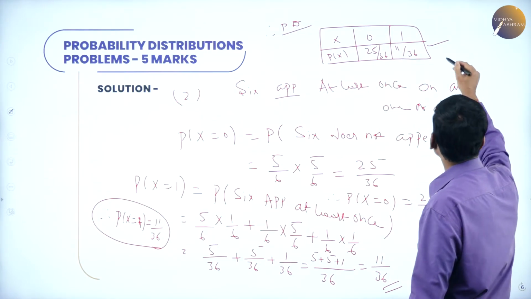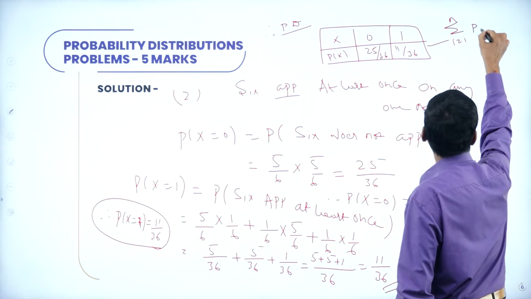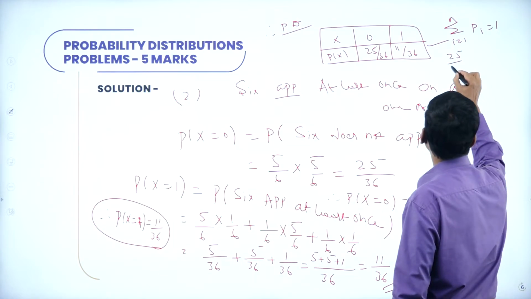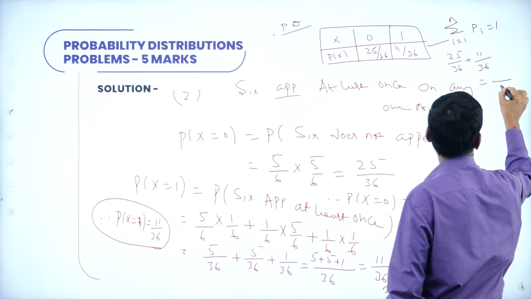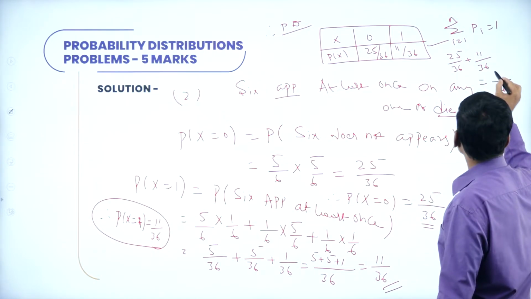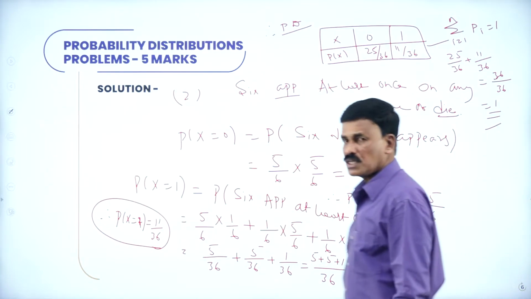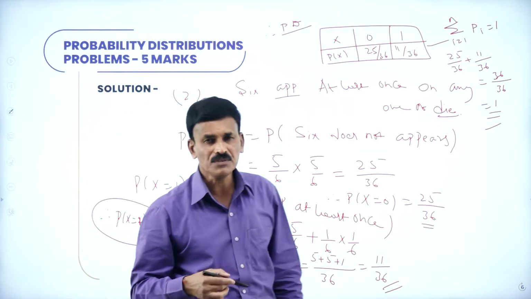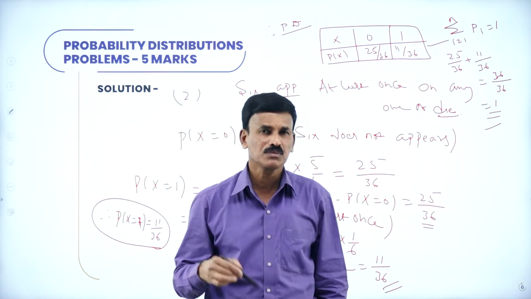So if you want to verify, you can verify sigma i is equal to 1 to n, p i is equal to 1. So here this is 25 by 36 plus 11 divided by 36. Take LCM, 36 is LCM, 25 plus 11 is 36 by 36 is equal to 1. So the answer is correct. This is the answer for the given problem. That's it. Hope you followed this. This is a very important problem, right?